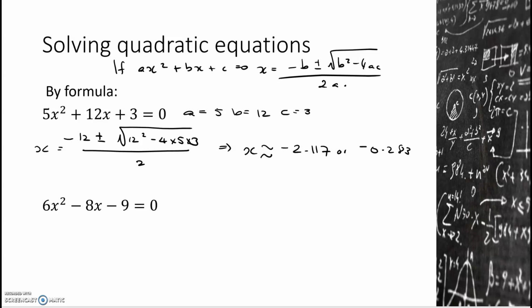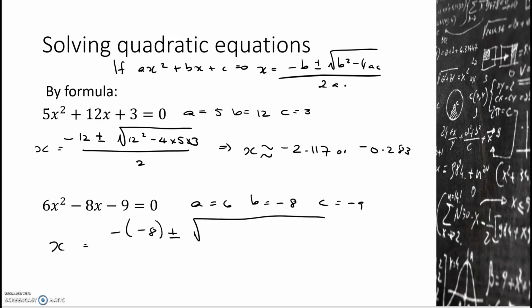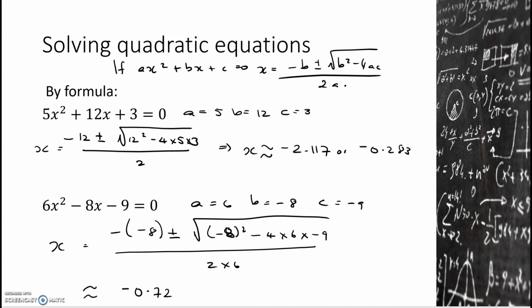Okay, same for the next one. Here a is equal to 6, b is equal to negative 8, c is equal to negative 9. Now be careful if you've got negative numbers. Oops, negative. Again, just number crunching in your calculator. Okay.